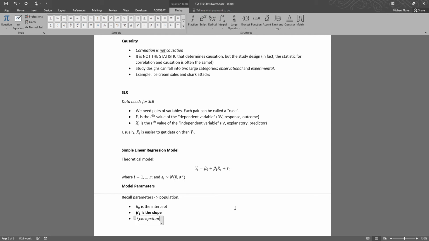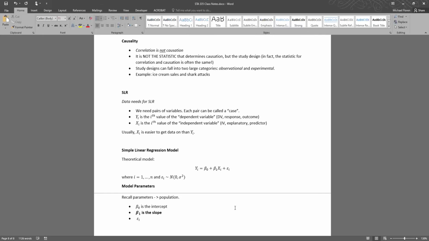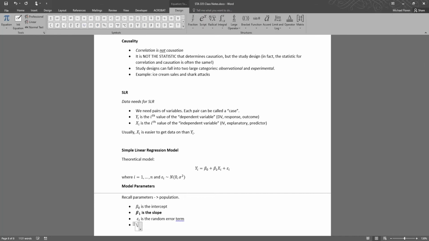The epsilon, which is just a Greek e, is the random error term. So recall in our picture where we had a line that we had drawn, and then we had some data points around the line, but they didn't always fall on the line. The distance between the data points and our line is what we would call error, and in our statistical model we write that as this epsilon term.